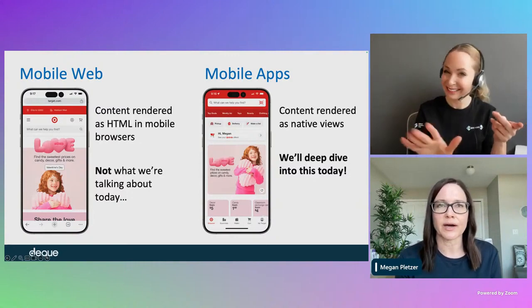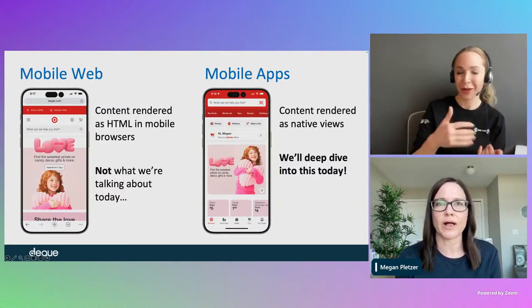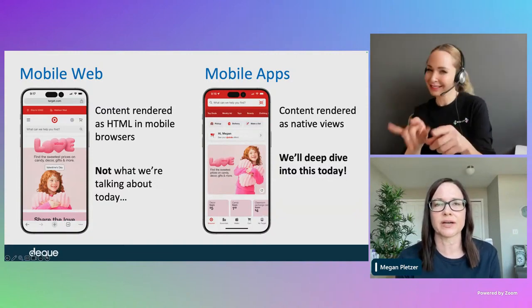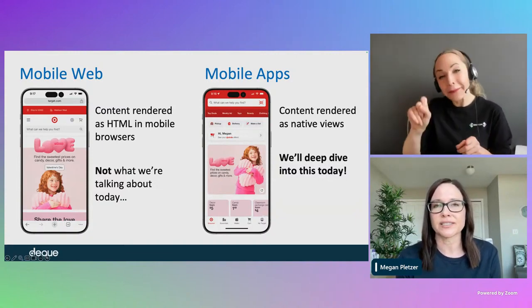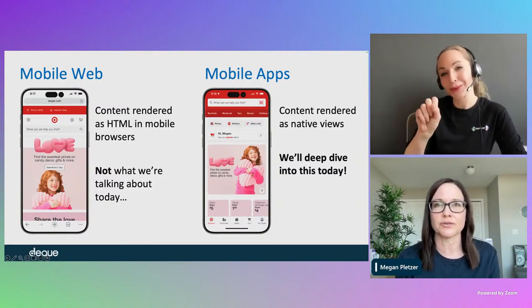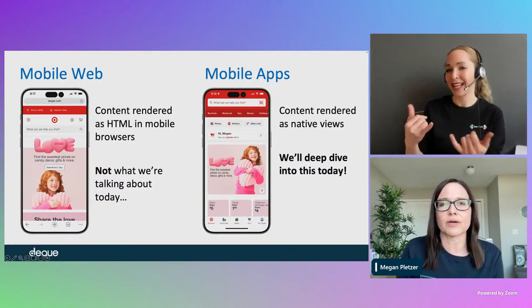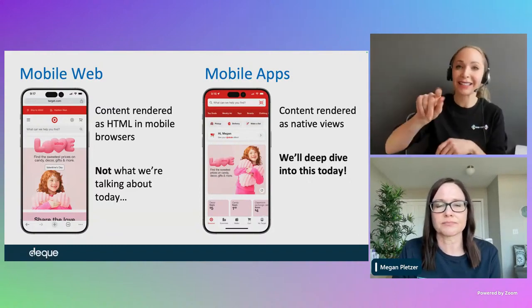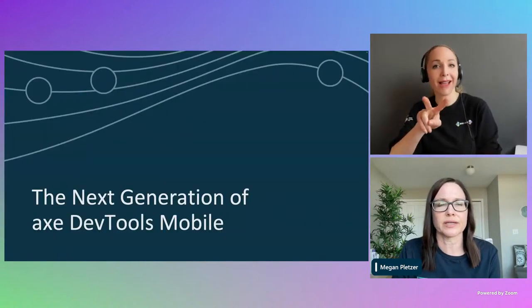What we're talking about is what's shown on the right, which is mobile apps. So I've got the target app now on a phone in that image there, and that content is rendered as native views. And that's what we're talking about. DevTools Mobile allows you to test those native or cross-platform apps now for accessibility issues. So let's dive right in.